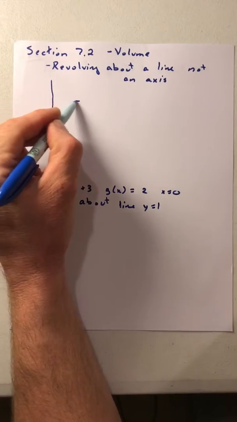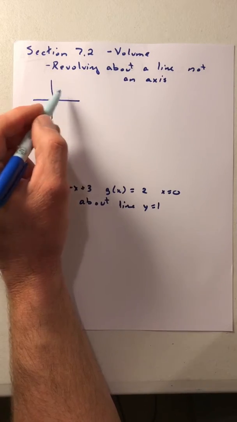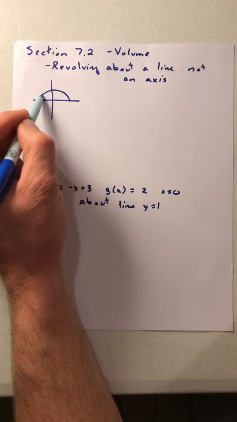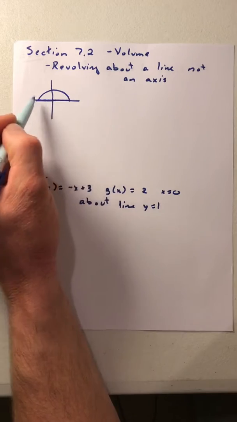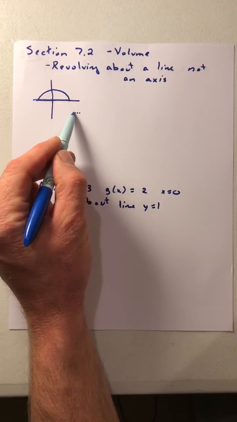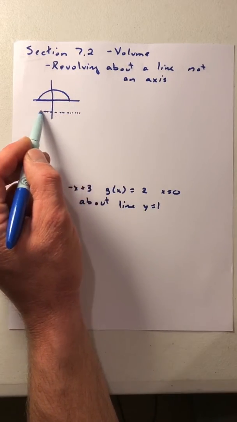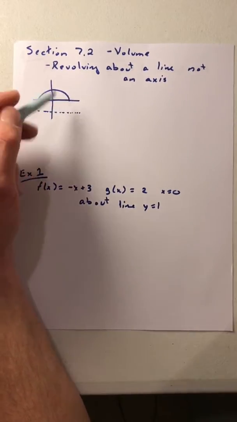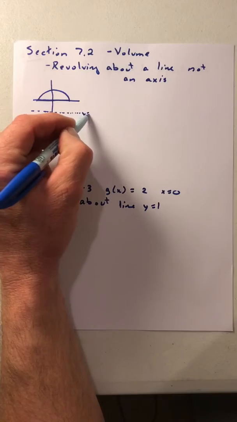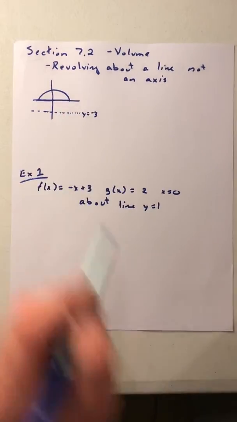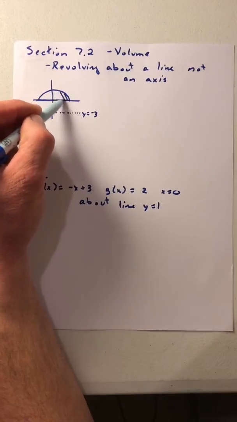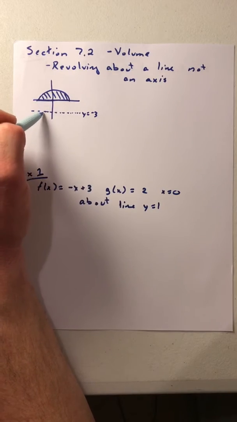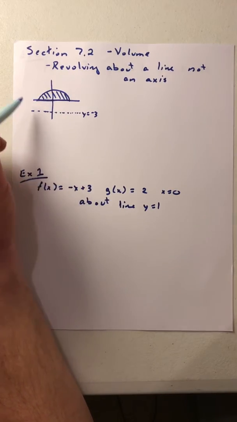Well, if you looked at the animation portion of this, we took a figure with the y and x-axis, but then we changed that axis of revolution to maybe y equals -3. How would I find the volume of this figure if we revolved it around this line?